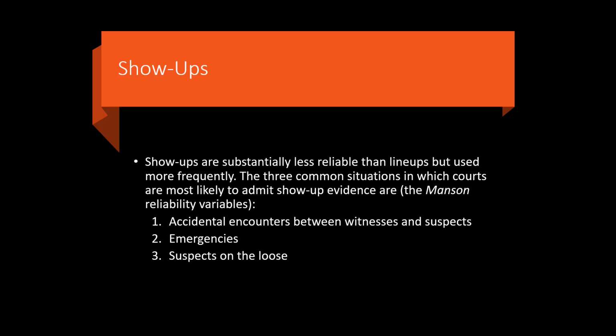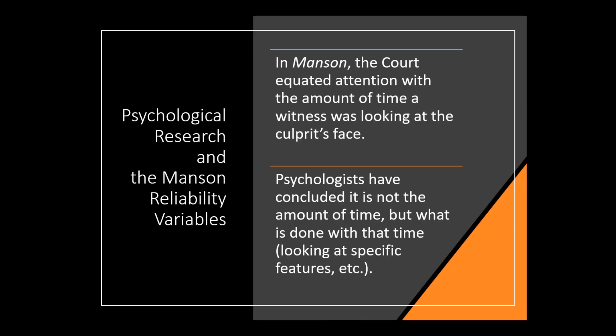All right. Now, speaking of, this is what's called sometimes the Manson variability, or reliability variables. It comes out of a case, Manson. The next one is psychological research and these Manson reliability variables. In Manson, the court equated the amount of time you're looking at a suspect's face with how likely you're going to remember it. But psychologists have said it's not as critical as you think.